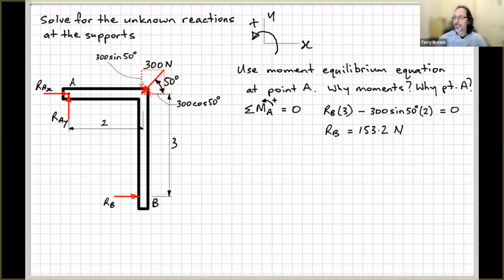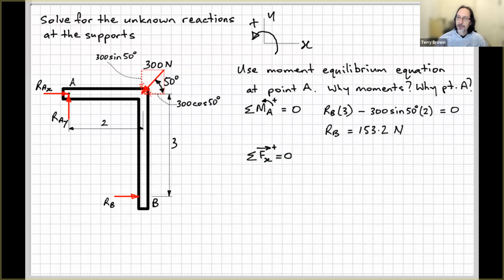All right, so if we rearrange that, we can do our maths. We can solve for RB, and we get 153.2 newtons. If we now move to our next equation of equilibrium, sum of the forces in the x direction equals 0, and indicating here that to the right is positive.